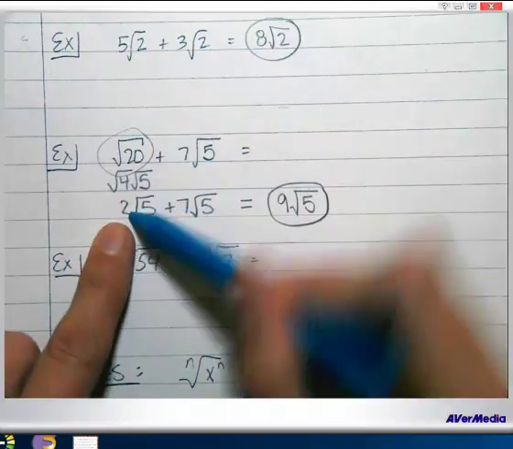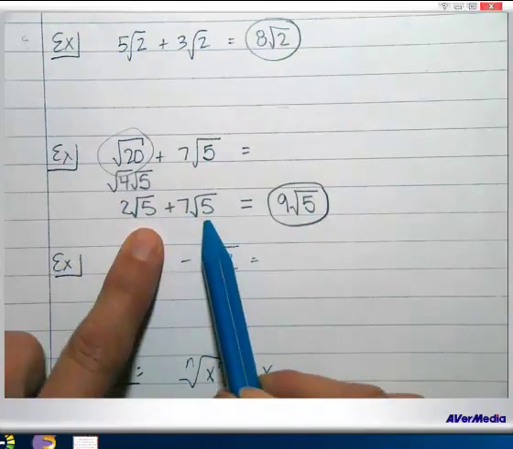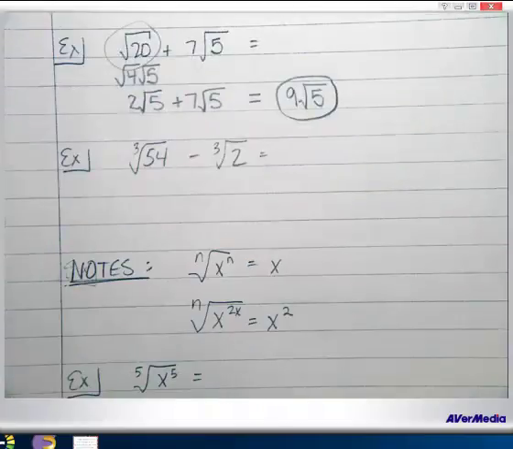Square root of 4 is 2. So now we have 2 root 5 plus 5 root 5, or 7 root 5. The root 5s are like radicals, so we can add them together. 2 plus 7 is 9. Right? What about the next one?